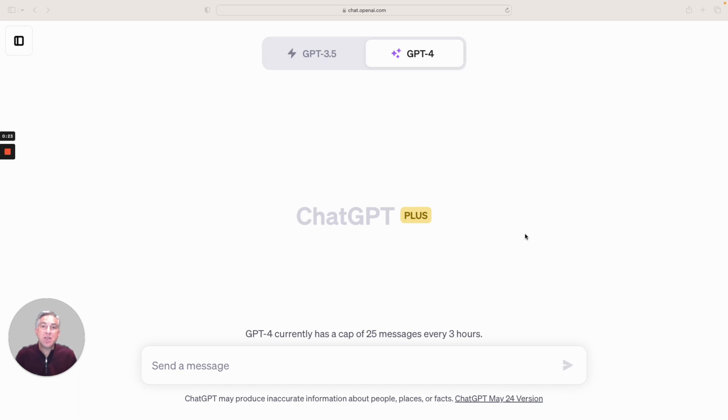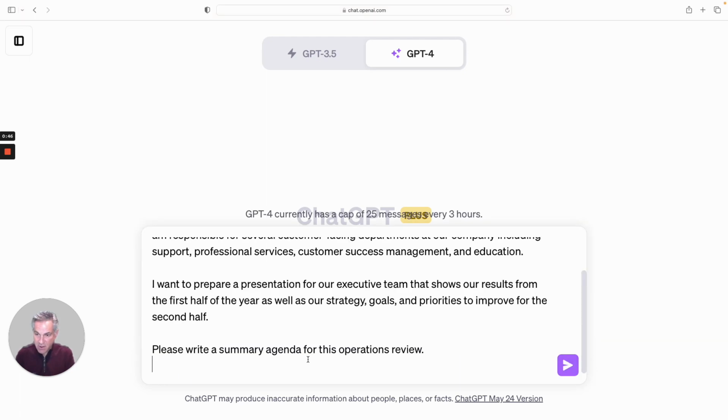your executive team. And as I've talked about in previous topics, it's important to describe who it is that you are, so describe your persona and what you're trying to do. And in this case, you're trying to present an operations review as if you were the vice president of customer success for a company and wanted to show their performance for the first half of the year.